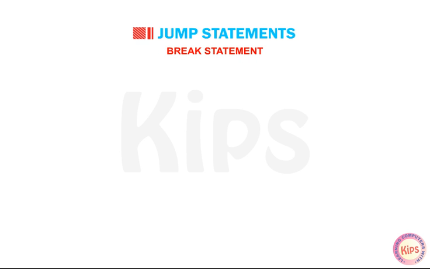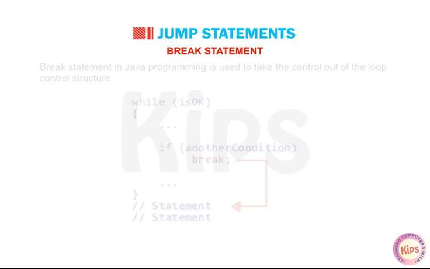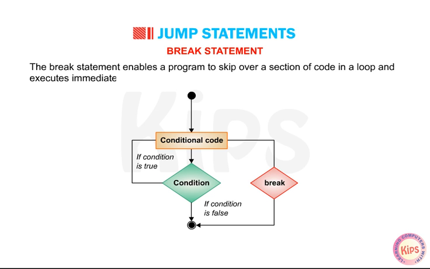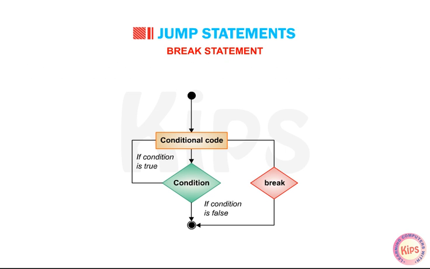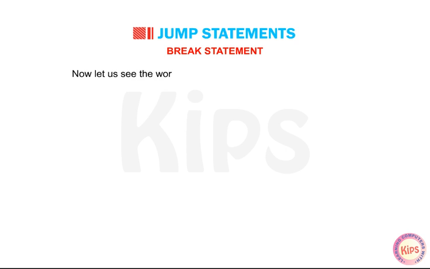Break statement. Break statement in Java programming is used to take the control out of the loop control structure. The break statement enables a program to skip over a section of code in a loop and executes immediate statements following the body of the terminated statement. We have already seen the significance of the break statement while using switch statement. Now let us see the working of break statement with various loops.